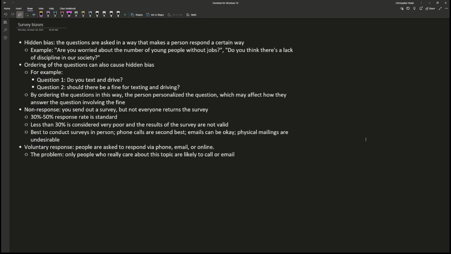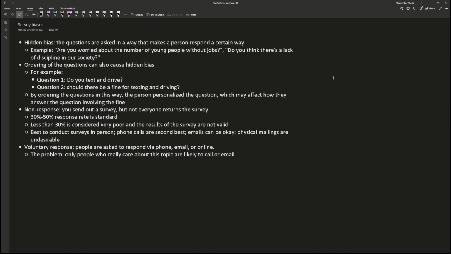Phones are the next best way to conduct surveys. Emails can actually be okay ways to conduct surveys, but physically mailing someone something typically doesn't work out. I guess except for the census, right? Physical mailings are typically undesired. They have very low response rates.